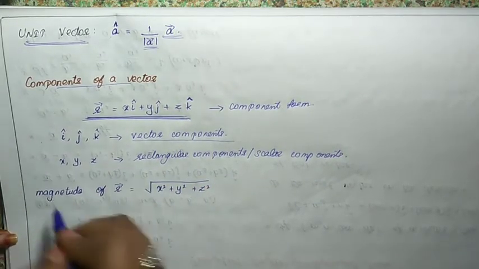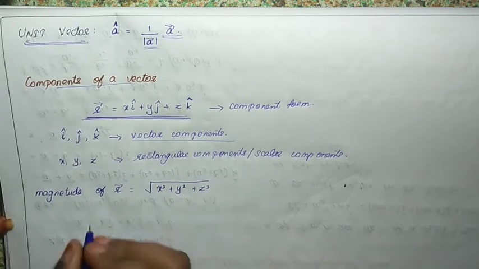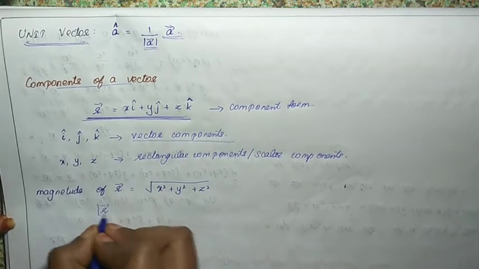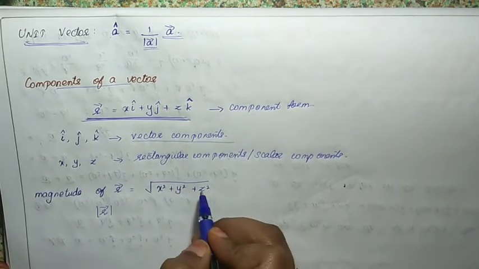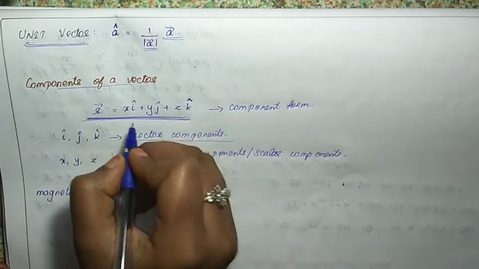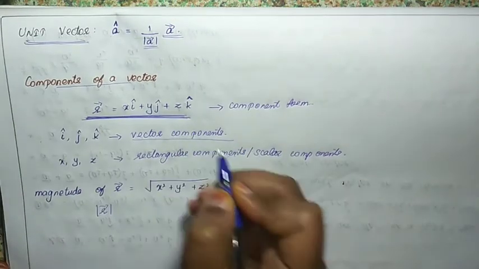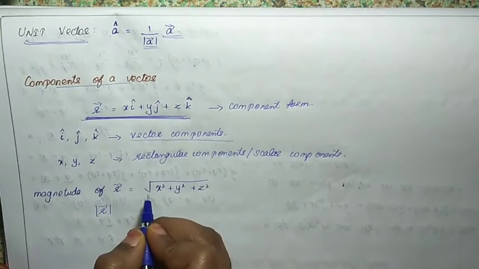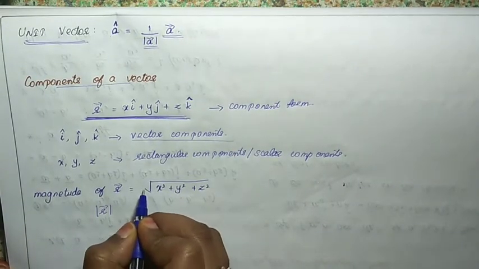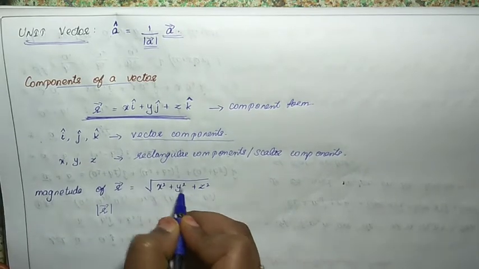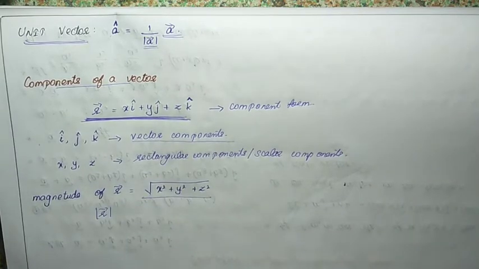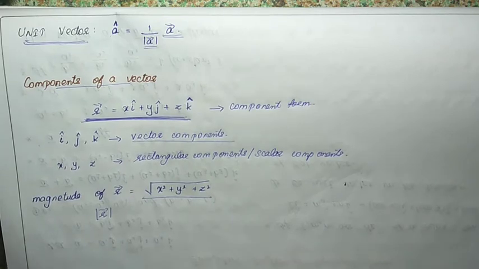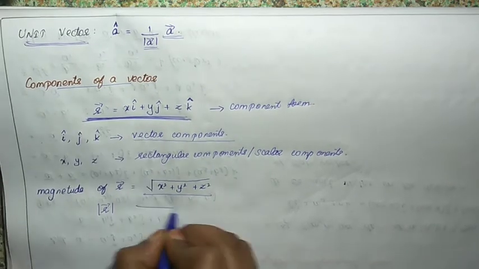Now, how to calculate the magnitude of our vector? Magnitude is nothing but mod of r. So mod of r will be calculated as the square root of x square plus y square plus z square. This is the vector equation, and from this equation we calculate the magnitude. So the square root of x square plus y square plus z square is the magnitude. Hope you understand what magnitude is and how to calculate it. I hope this is clear. So this topic is over.